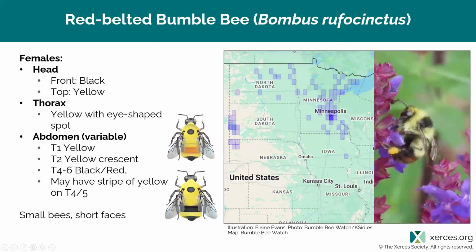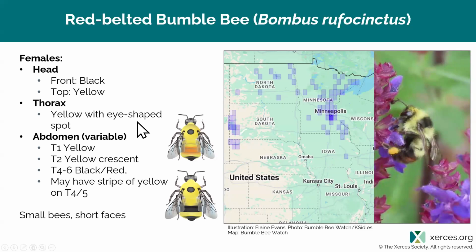All right, moving on to our next species, the red-belted bumblebee, Bombus rufocinctus. So this is a bumblebee species that you will find primarily in the upper Midwestern United States. So you see it quite often in Minnesota, you'll see it in the Dakotas. Not a species that you're going to be seeing a lot in Iowa, and one that you won't be seeing in Missouri. So this one has more of a northern range extent.